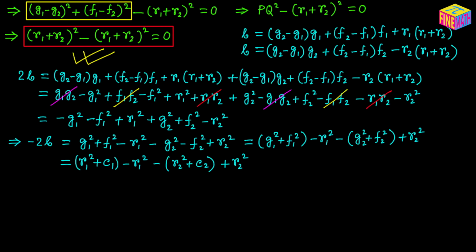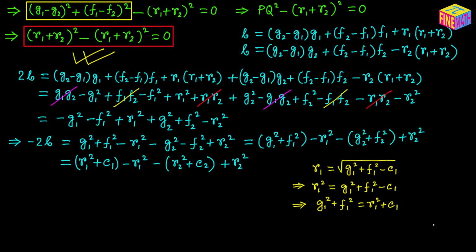And then in place of g sub 1 squared plus f sub 1 squared, we can write r sub 1 squared plus c sub 1. Now why is that? Well, let's take a look. We know that r sub 1 is equal to the square root of g sub 1 squared plus f sub 1 squared minus c sub 1. If we square both sides, we get r sub 1 squared is equal to g sub 1 squared plus f sub 1 squared minus c sub 1. And from here, if we rearrange a little bit, we get g sub 1 squared plus f sub 1 squared is equal to r sub 1 squared plus c sub 1. And that's exactly what I have done in the original equation there.